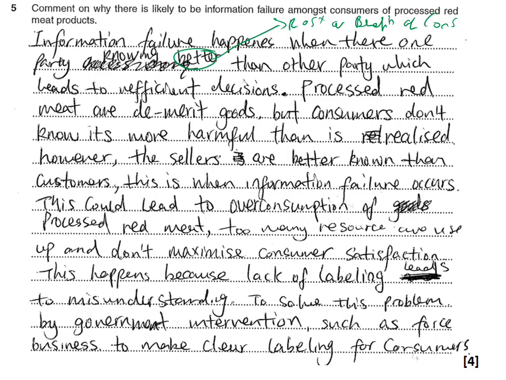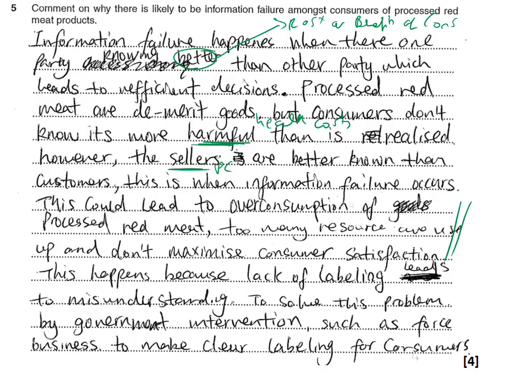Processed red meats are demerit goods, but consumers don't know it's harmful, and then it is realised. So we need to say what the harmful part is, which was in the case study in terms of health costs. However, the sellers know more than the consumers. This is when the information failure occurs. So the sellers know the private costs. This could lead to an overconsumption of processed red meat. Too much red meat being used doesn't maximise consumer satisfaction.